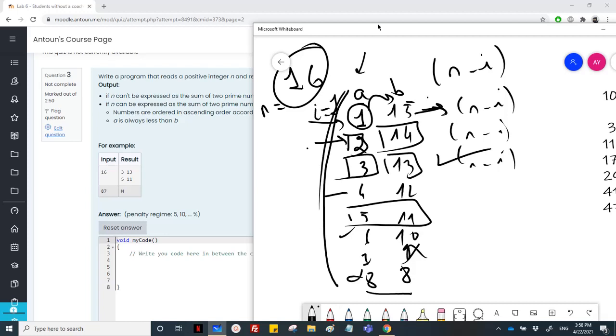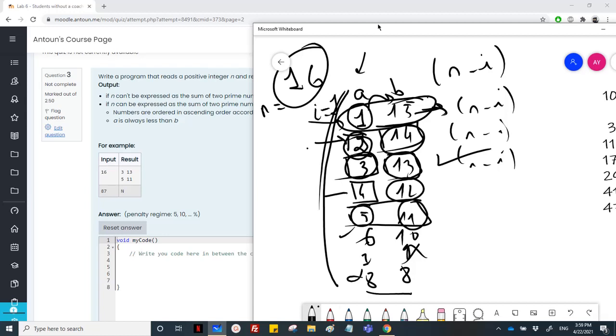Next, in each iteration I need to check whether both numbers are prime. If the first is a prime number, I should check if the second is a prime number, because the second could be not prime, so I need to check both sides. However, if the first number A is not a prime number, there is no need to check if the second one is a prime number.